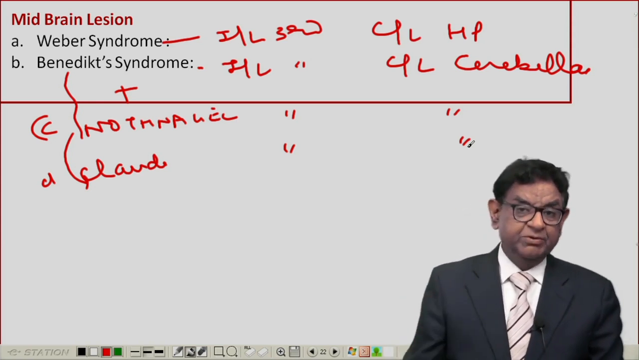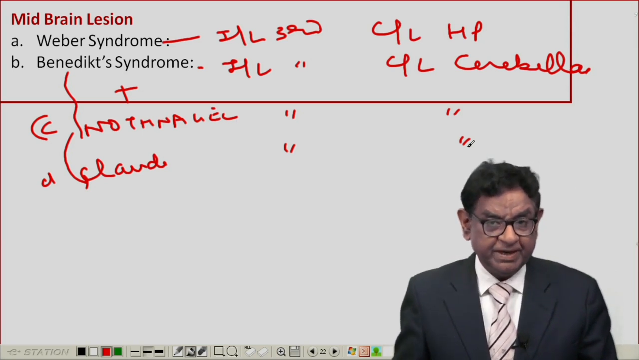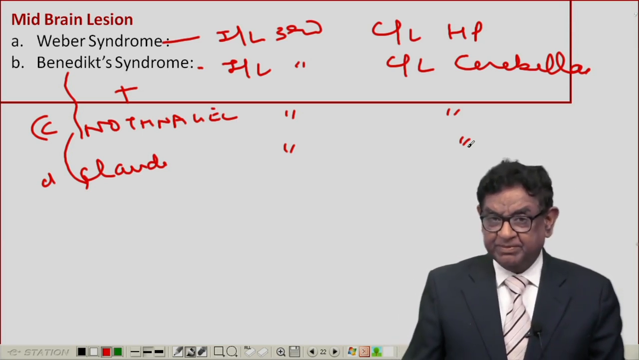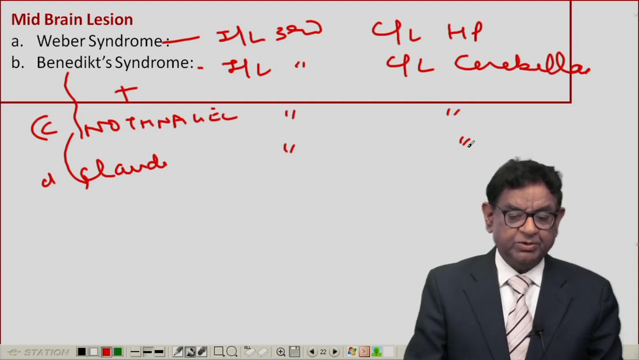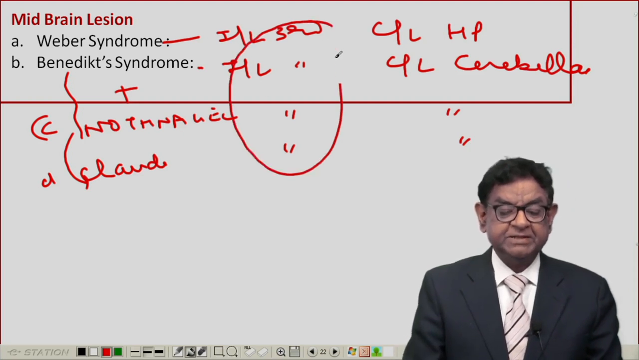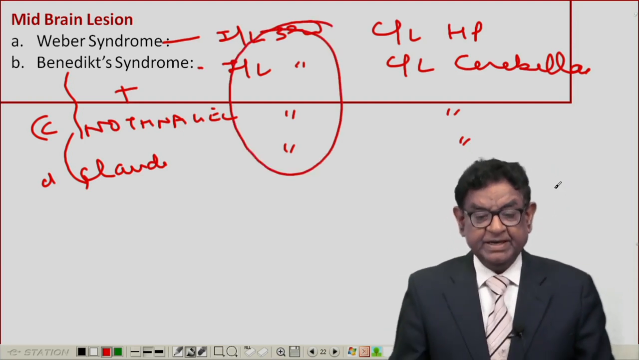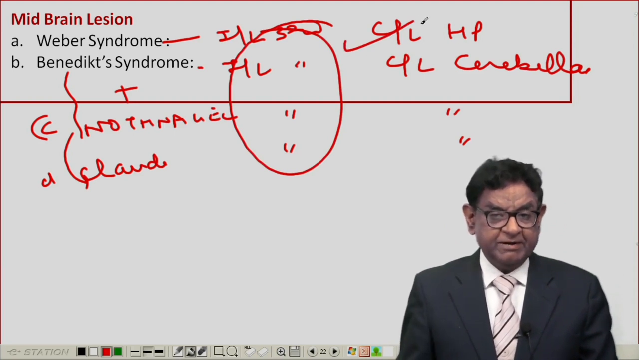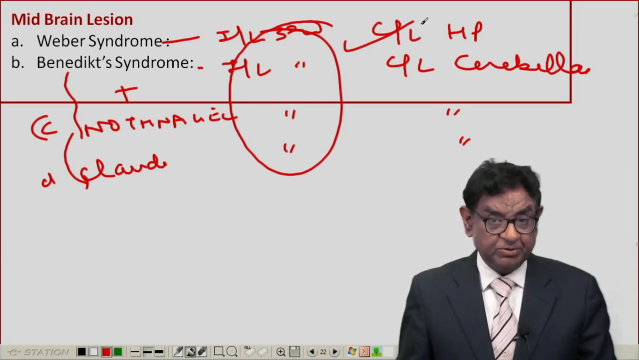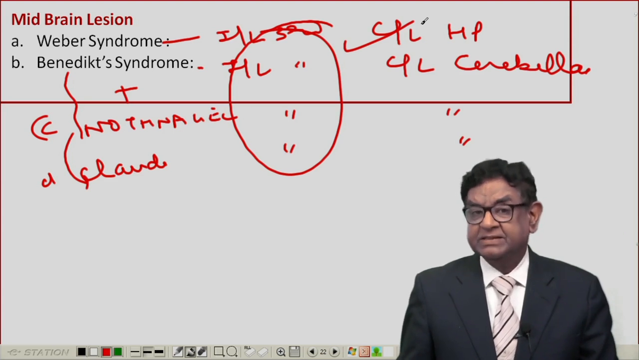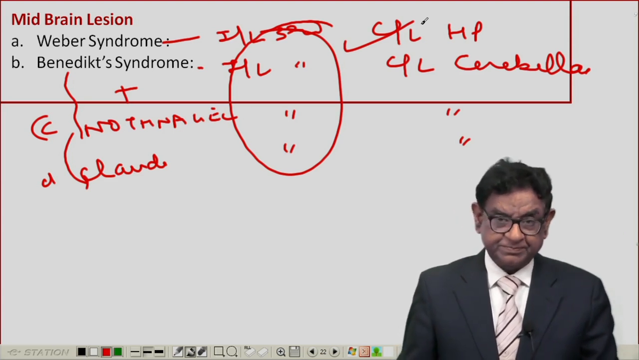The summary of the midbrain goes like this. In all the four syndromes, there is ipsilateral third nerve palsy. In Weber, there is contralateral hemiplegia. In the rest, all three syndromes, contralateral cerebellar features will be there.